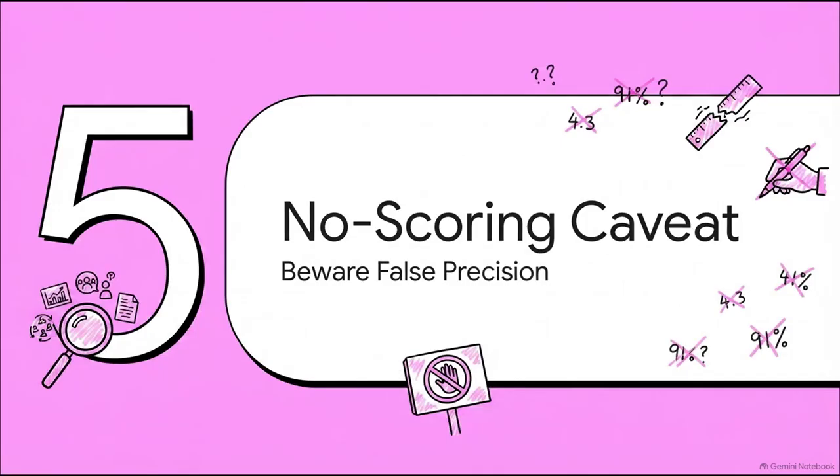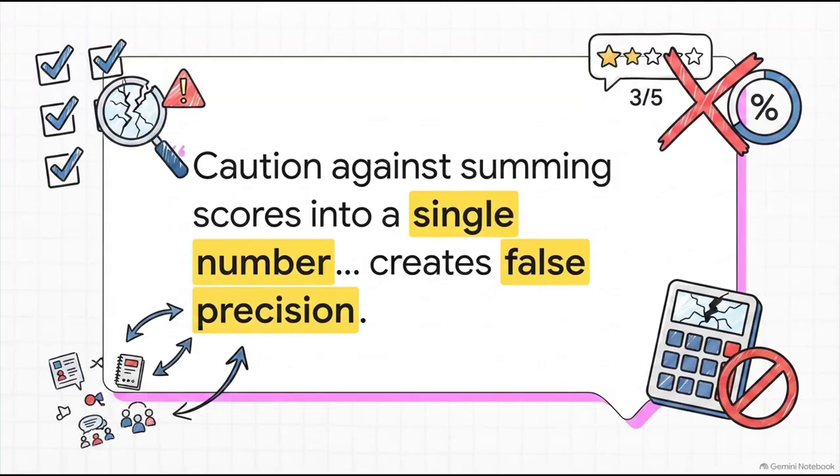This brings us to Section 5, the strict no-scoring caveat. Beware of false precision. Okay, listen up, because we are arriving at a massive misconception that could literally ruin your entire quality appraisal. When you've got a checklist of 5 items, you're going to be incredibly tempted to sum up your yes check marks and give a study a neat little score like 3 out of 5 stars or 60%. Do not do this. Seriously, the authors of the MMAT explicitly caution against summing these scores into a single number because it creates a really dangerous illusion of false precision.